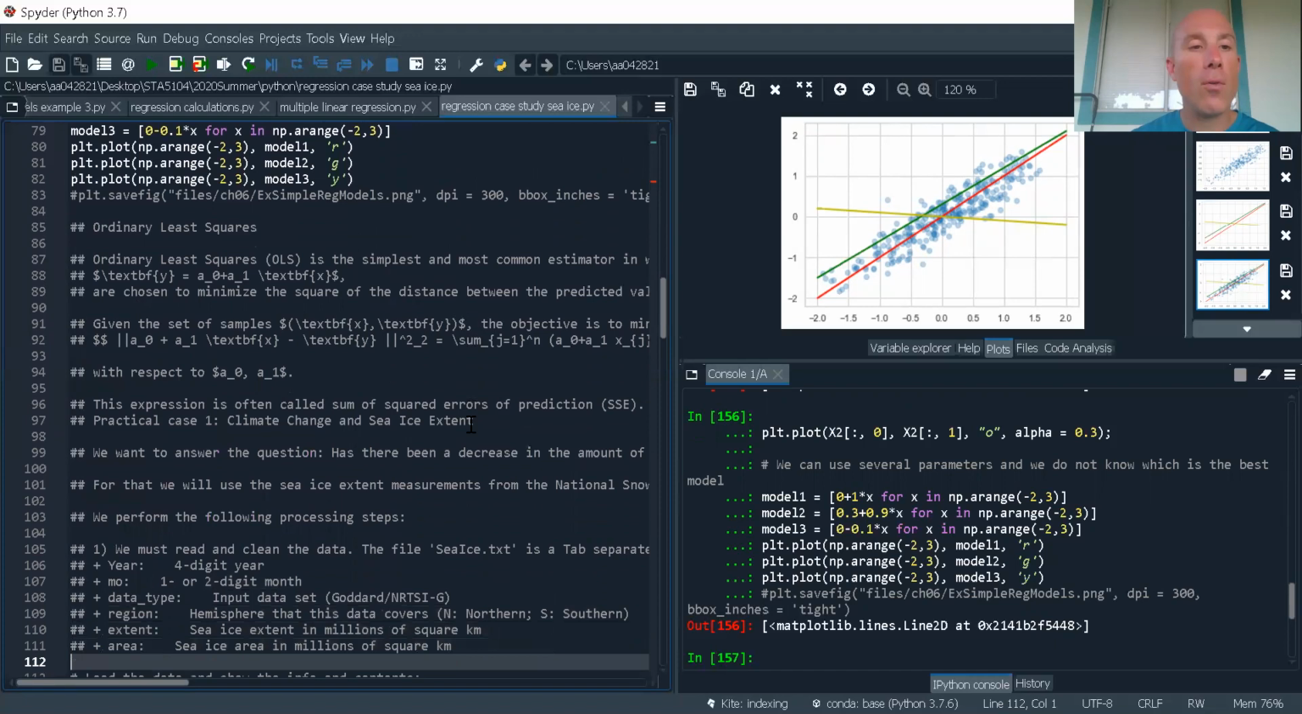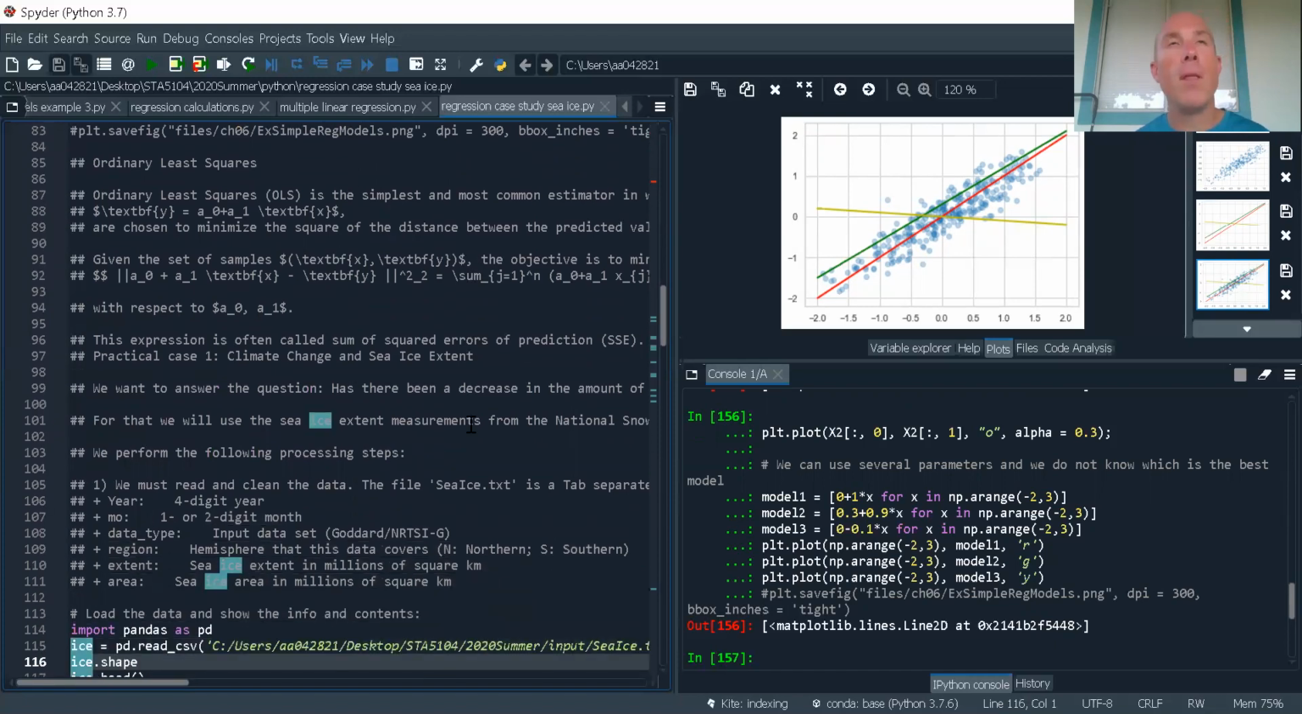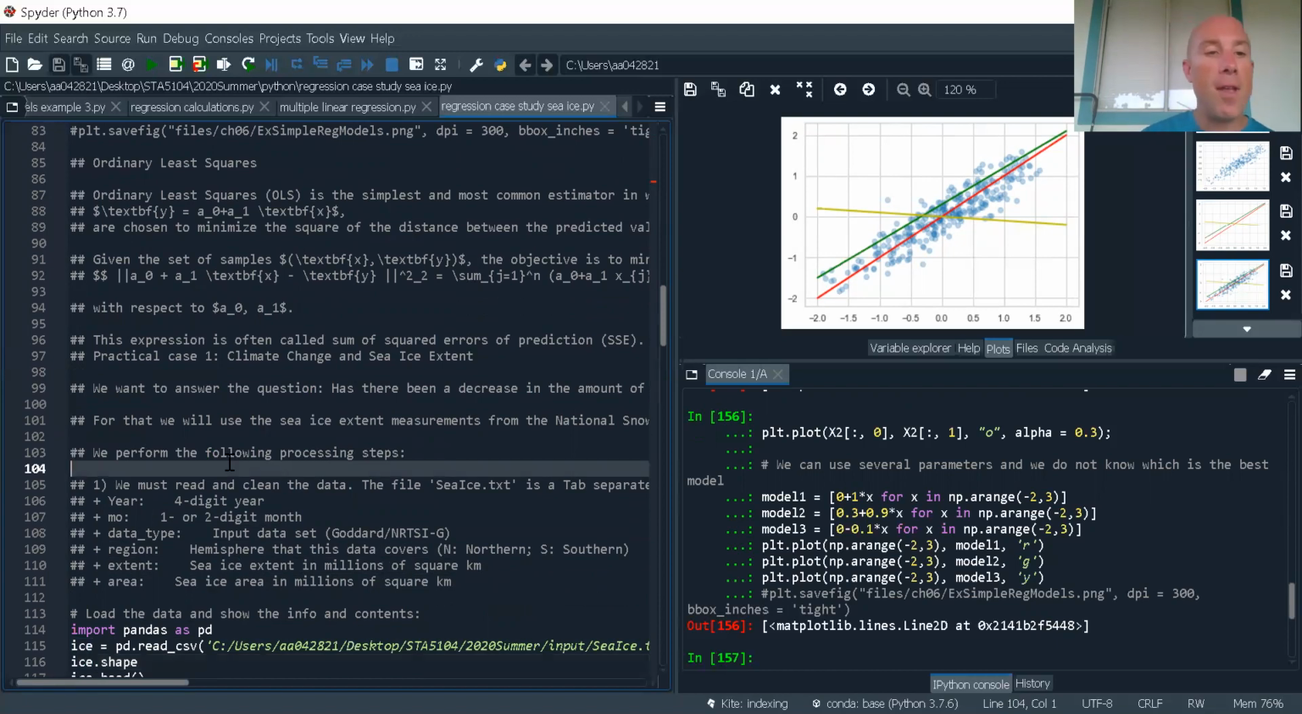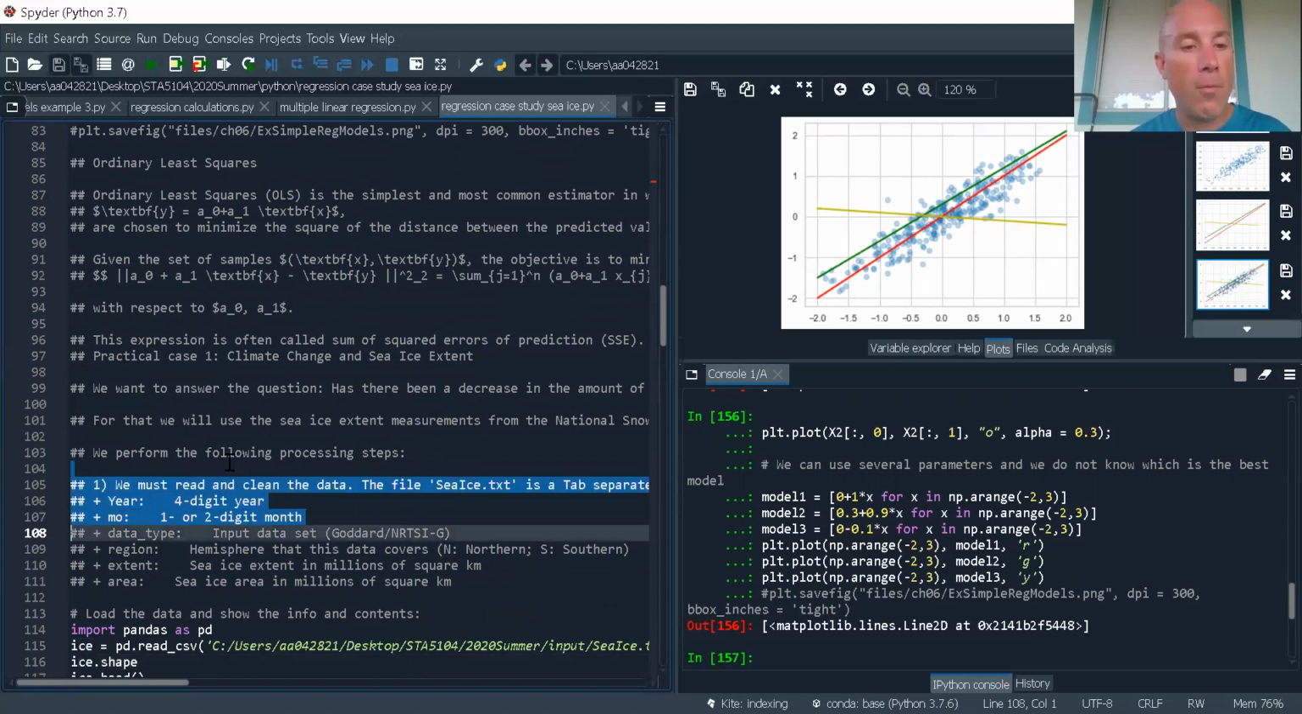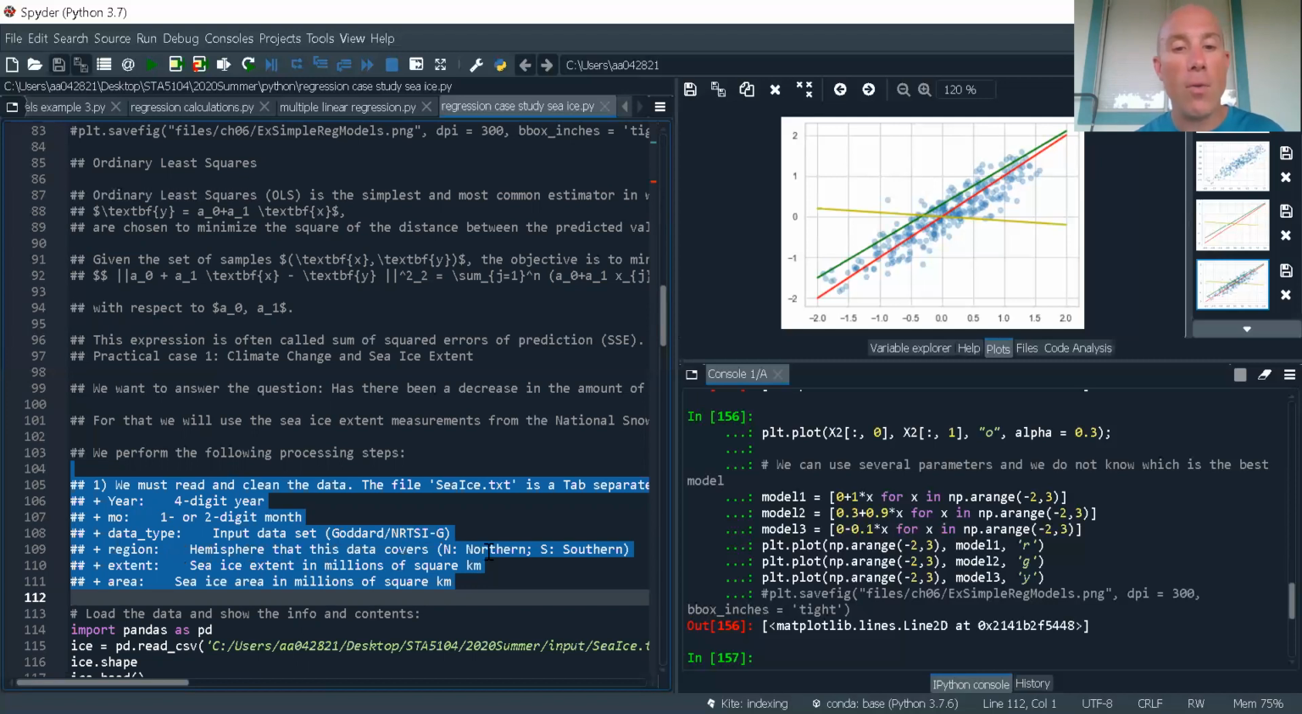So ordinary least squares, our goal is to minimize the sum of the square deviations, and that's why we call it least squares. Now, for this case study, we're going to bring in some sea ice data. And we've got some fields in here. We have year, we have month, we have data type, Goddard or NRTSI-G. We have region, this is the hemisphere that the data covers, northern or southern. The extent is the sea ice extent in millions of square kilometers, and then area, sea ice area in millions of square kilometers.